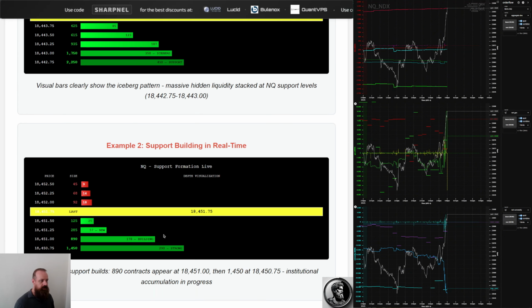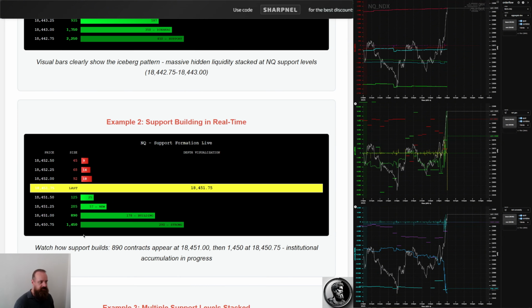And over here we can see a support building in real time. So you have small orders over here, but then these can grow during the market. And if you're trading over here and you're going up a bit, but you see this growing, then you know, okay, the support is building and the algorithms are placing their orders over here. And keep in mind, this is still going in microseconds, so it's going very fast.